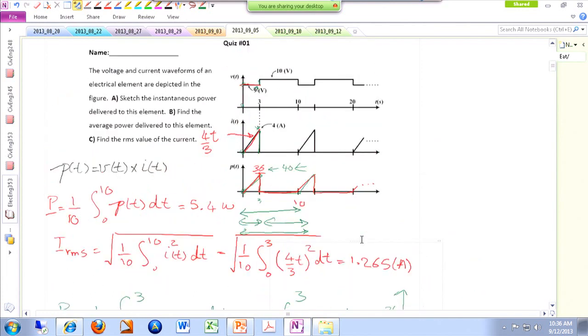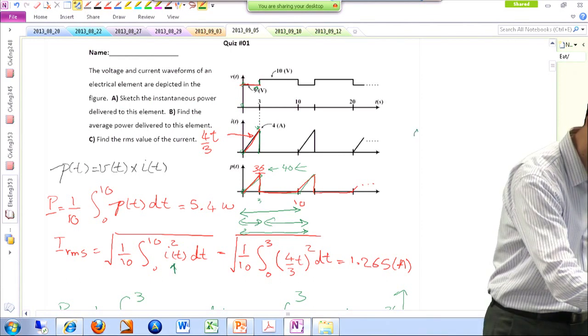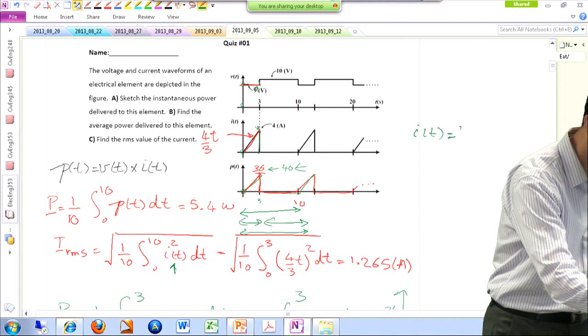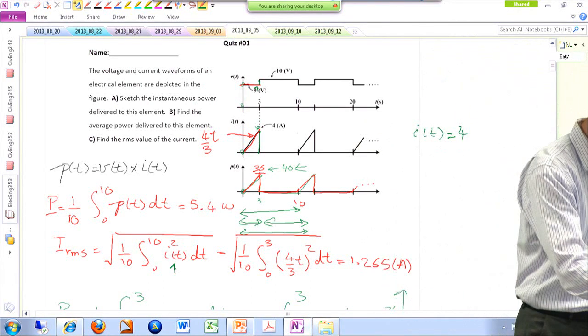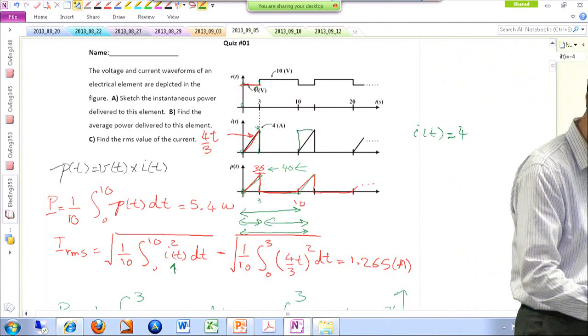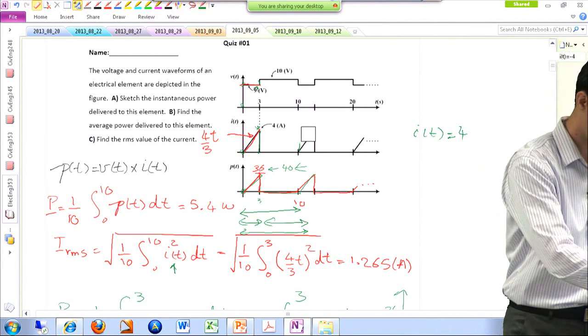A few of you guys did the same thing for the RMS value of the current. Whenever it came to writing this I of t equation, you just assumed I of t equals 4 during that interval. But that is wrong because I of t does not look like this. It is actually a ramp.